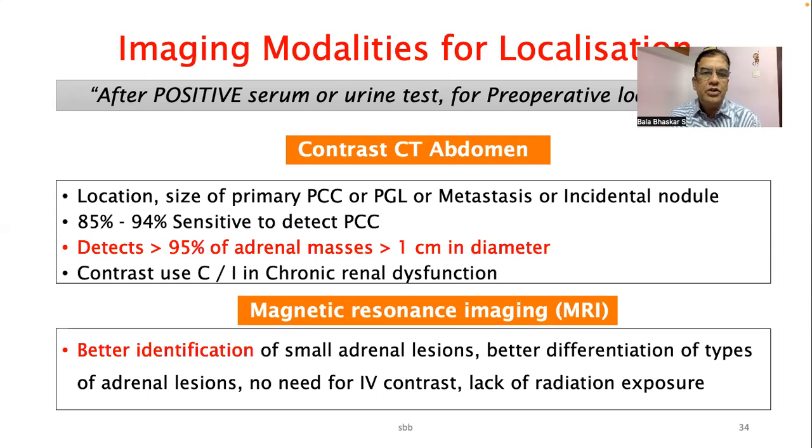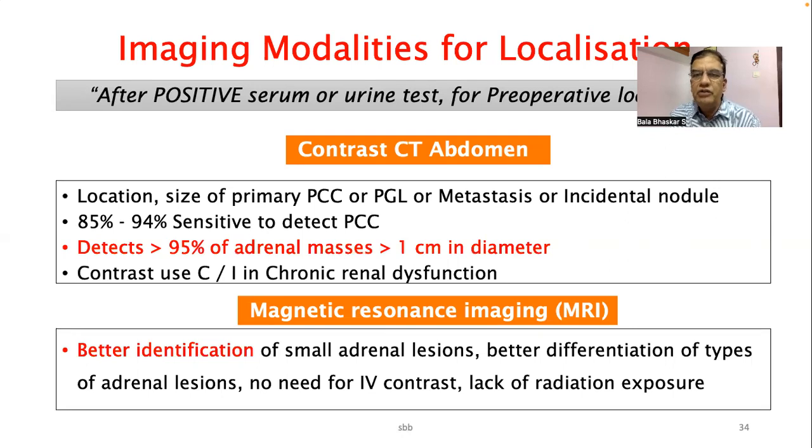Contrast CT is very useful. It detects more than 95% of the adrenal masses of more than 1 centimeter diameter. Contrast is used, therefore we should be very careful in patients with renal dysfunction. We can get the size and presence of metastasis in the patients apart from the location, and it is 85% to 94% sensitive to detect the pheochromocytomas.